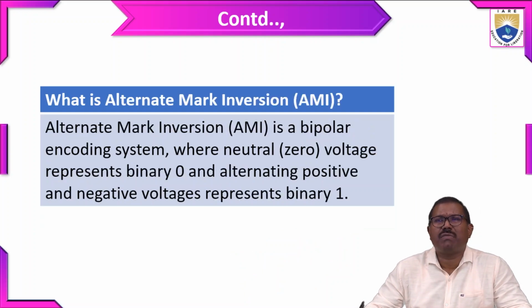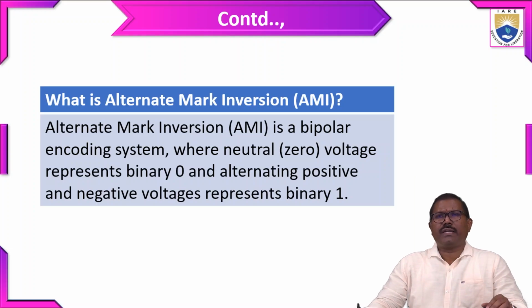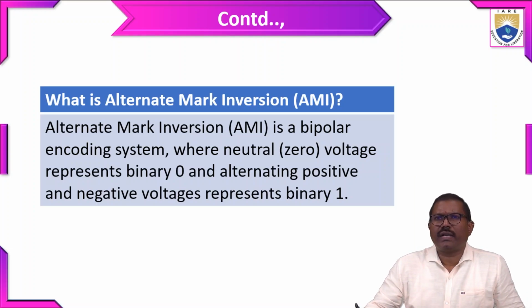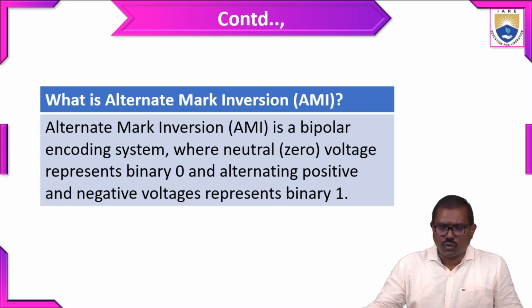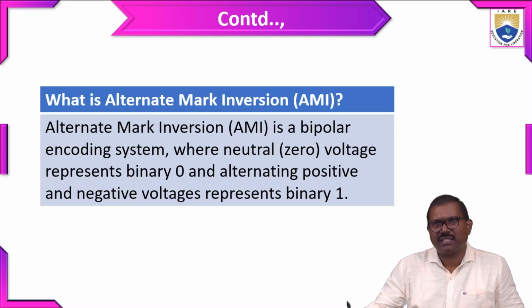What is alternate mark inversion? Simply AMI. Alternate mark inversion is a bipolar encoding system where neutral voltage or 0 voltage represents binary 0 and alternating positive and negative voltage represents binary 1, which is similar to bipolar.